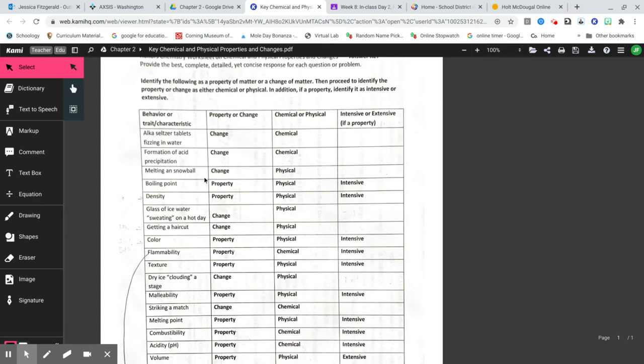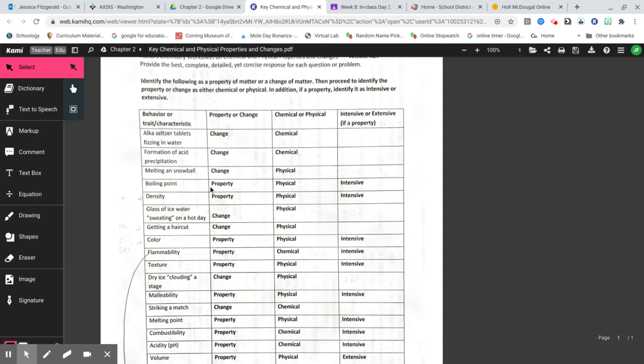Melting of a snowball. This is a change because we're changing our matter, specifically a phase of matter. We are going from a solid to a liquid. So this is going to be a physical change that's occurring. All that we're looking at is our water molecules are getting further apart. Okay. We're not changing the makeup. We still have H2O, we still have water. And then our last box is going to be open.